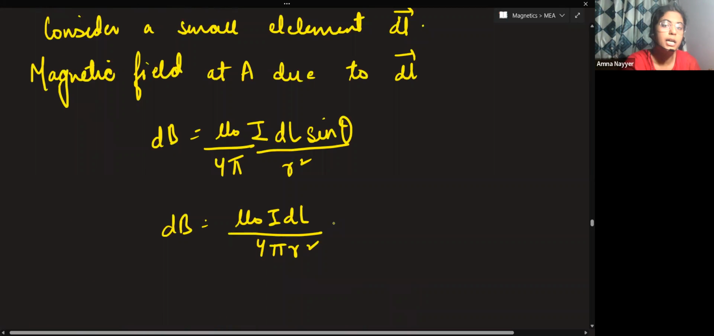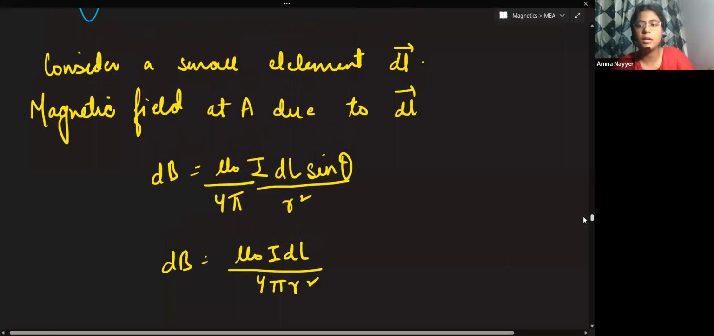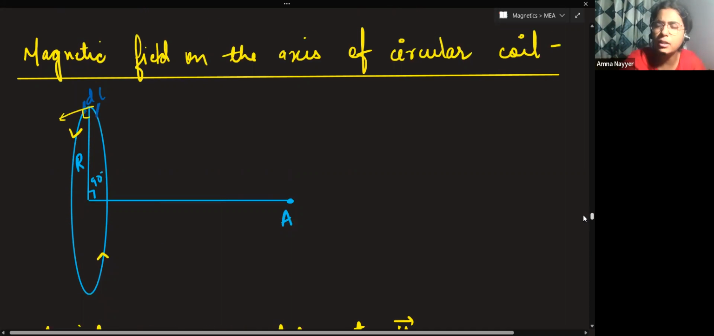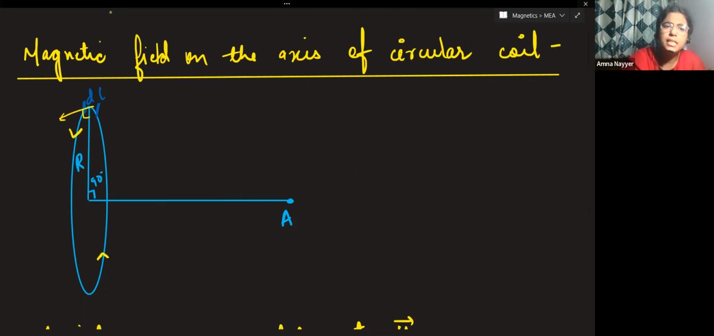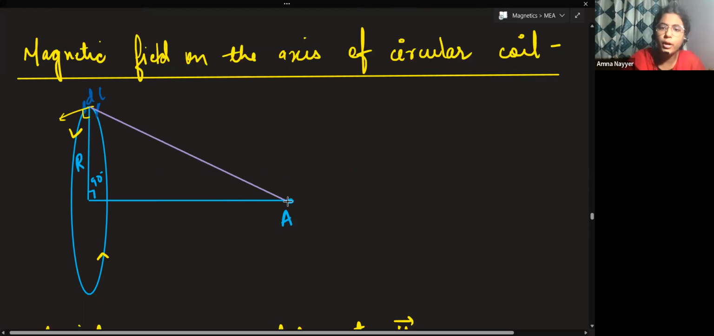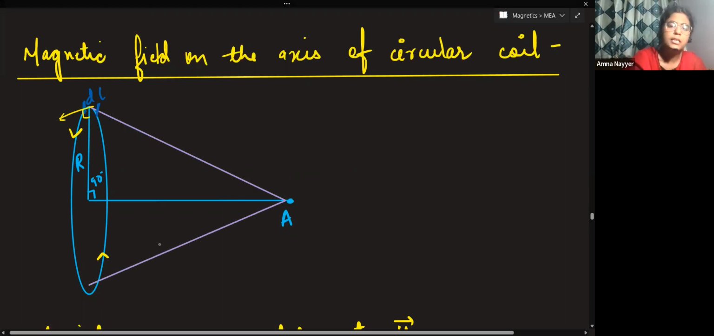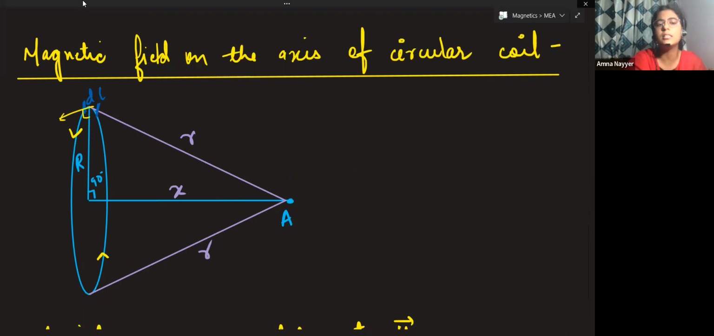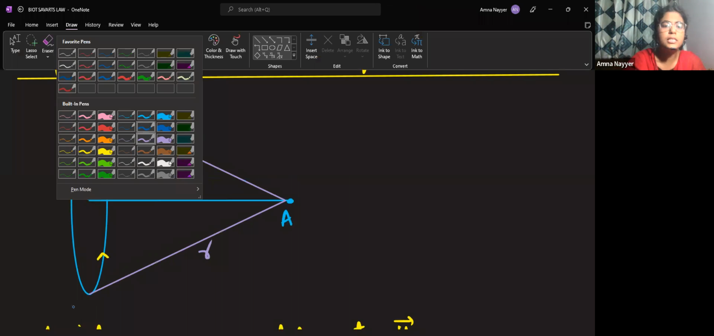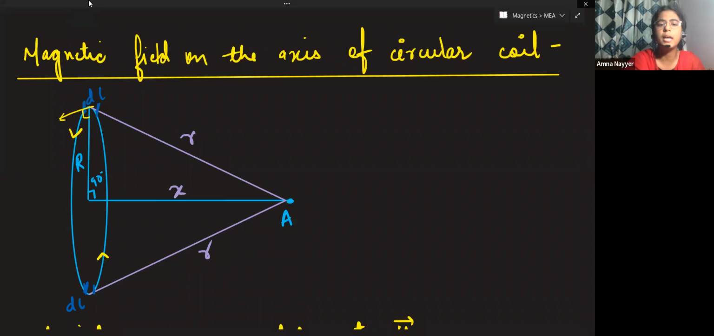This we have taken. Now we are considering DL at the two extreme opposite ends. It means I should have this distance between the point that I am calculating and DL. That's when I will be able to utilize Biot-Savart's law. If I am taking another element here, then this value small r, let's say this is x. X is the distance from the center of the circle to the point. This is DL.